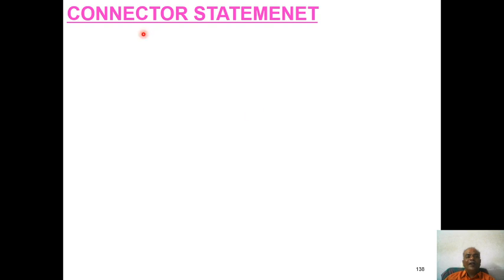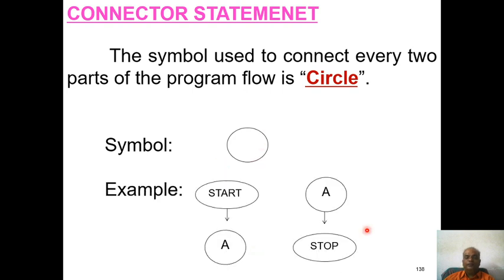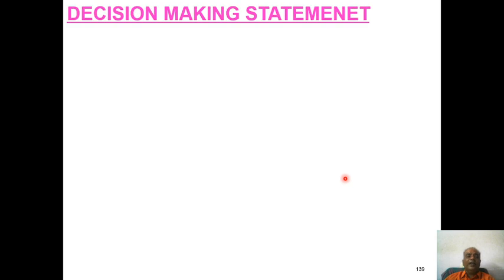Connector statements. If the flowchart exceeds from one page to another page, how can you manage it? Simply make a circle to connect two parts of a flowchart, or two parts of the program flow. Let us say the circle is labelled A, where it ends on one page and starts again on the next page. That means it is the continuation.